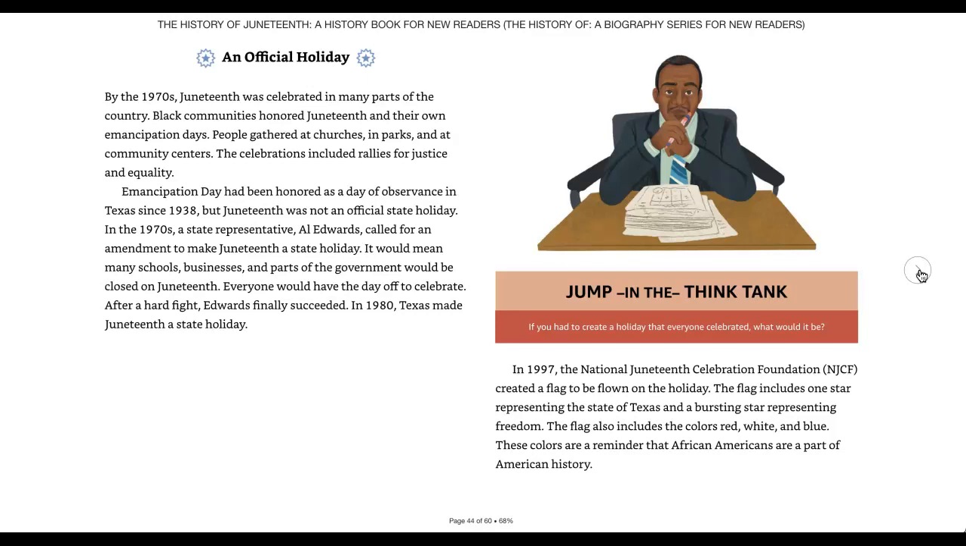In 1997, the National Juneteenth Celebration Foundation, NJCF, created a flag to be flown on the holiday. The flag includes one star representing the state of Texas and a bursting star representing freedom. The flag also includes the colors red, white, and blue. These colors are a reminder that African Americans are a part of American history.